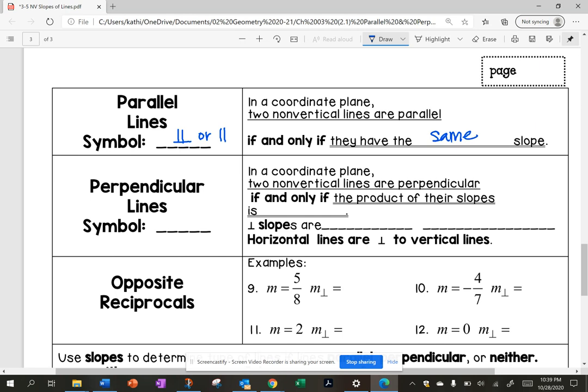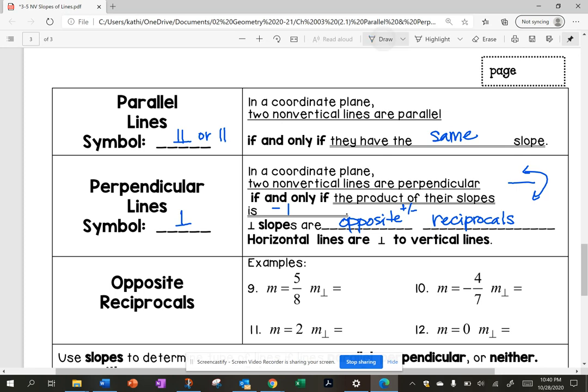Perpendicular lines, on the other hand, in a coordinate plane, two non-vertical lines are perpendicular if and only if the product of their slopes is negative 1. So perpendicular slopes are referred to as opposite reciprocals. So that means I am flipping what's in my numerator and my denominator and changing the sign. So opposite, change the sign. Reciprocal means I'm switching the numerator and the denominator.